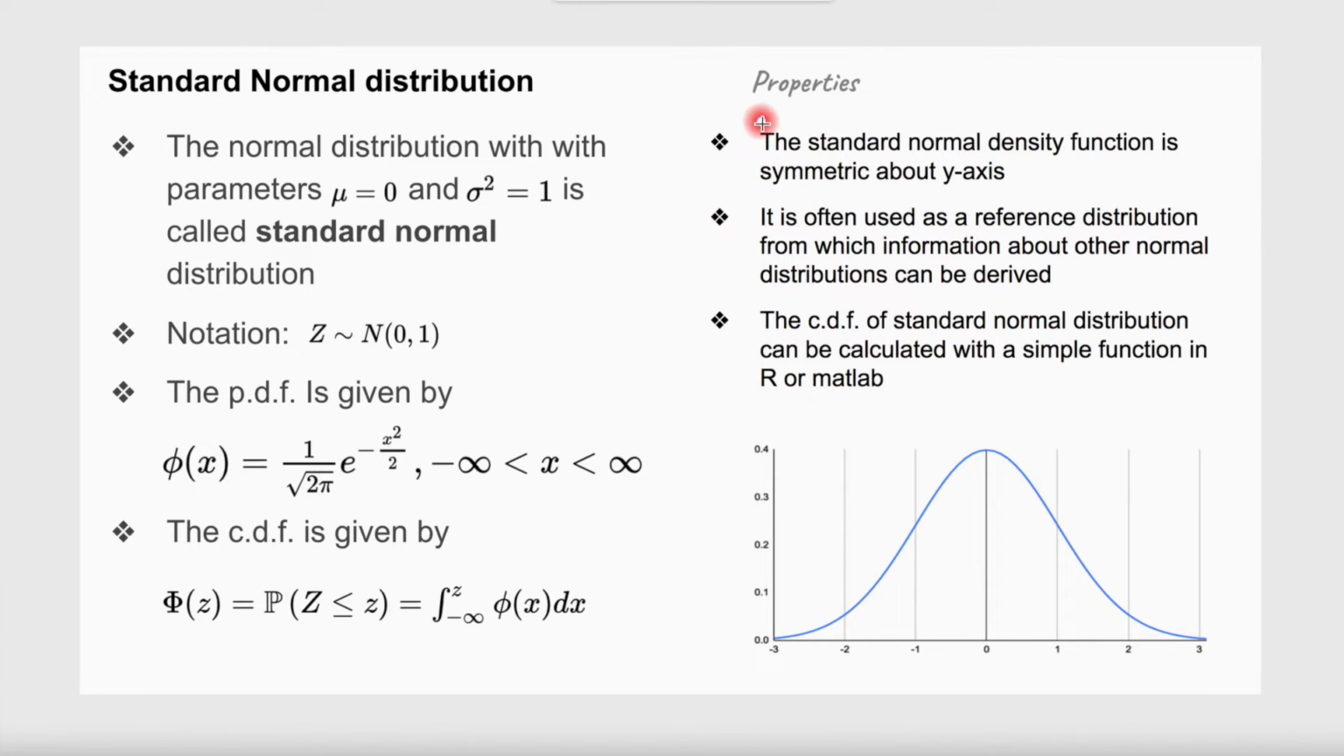Now let's talk about the properties of a standard normal. The standard normal density function is symmetric about the y-axis. It is often used as a reference distribution from which information about other normal distributions can be derived. The CDF of a standard normal distribution can be calculated with a simple function in R or MATLAB. We're going to show you some examples later.